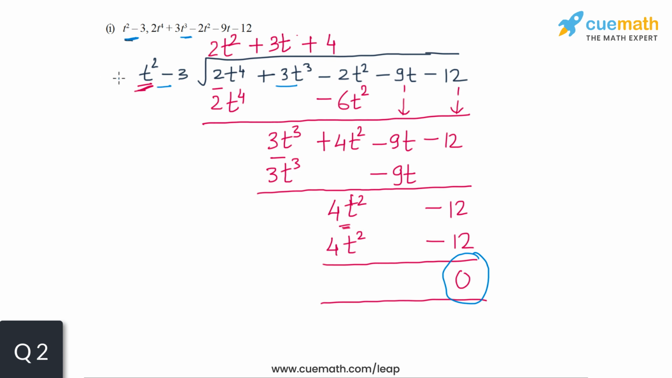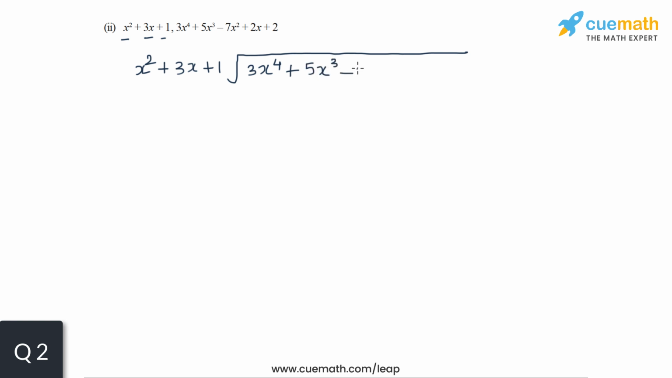Now let's go to part 2. In part 2, the divisor polynomial is x square plus 3x plus 1, a quadratic. So let's write that first, x square plus 3x plus 1, and then we will write the dividend. The dividend is a fourth degree polynomial in this case, 3x to the 4 plus 5x cube minus 7x square plus 2x plus 2. So this is the dividend.